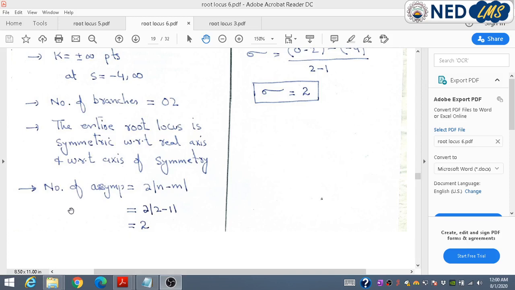Next property is the number of asymptotes. We have to find out the number of asymptotes. In our case here, the number of finite poles n is 2, the number of finite zeros m is 1, therefore it comes out to be 2. Therefore we have to find out two asymptotes.